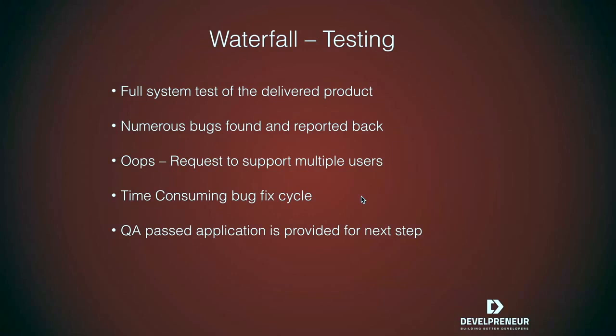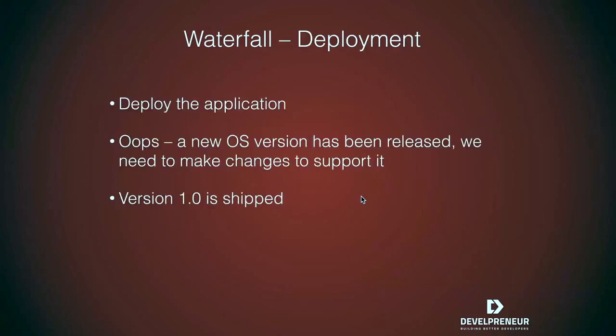At some point, we get to a point where QA passes the application and says, okay, whatever's left of known bugs are not critical enough. We're going to let it go with this, and they move it on to the next step. And so you go into deployment. The deployment team goes in and they're going to deploy the application.